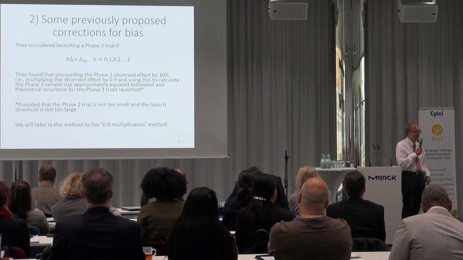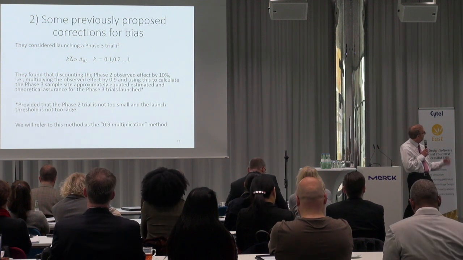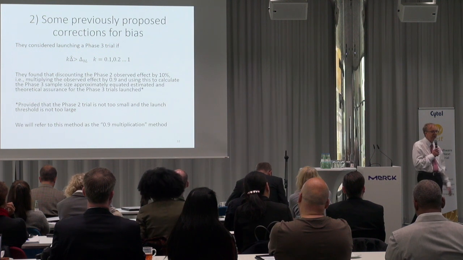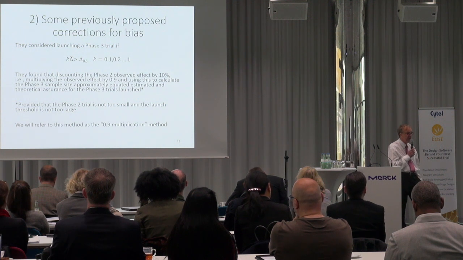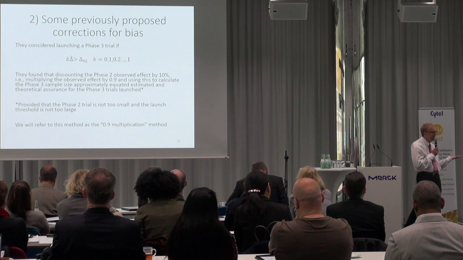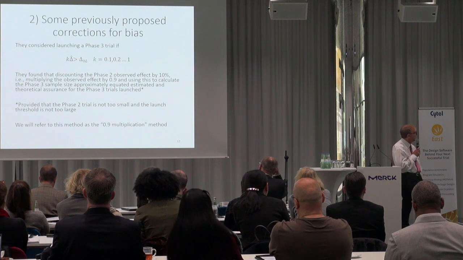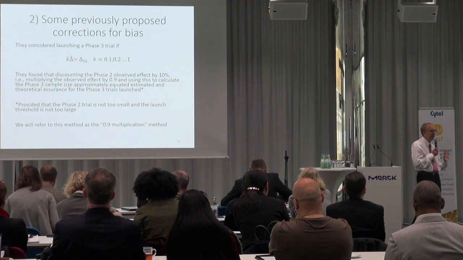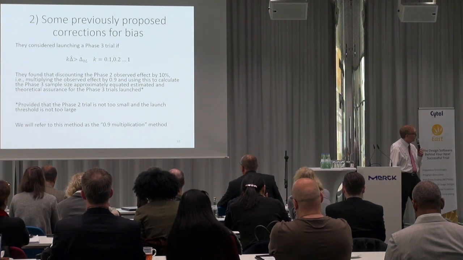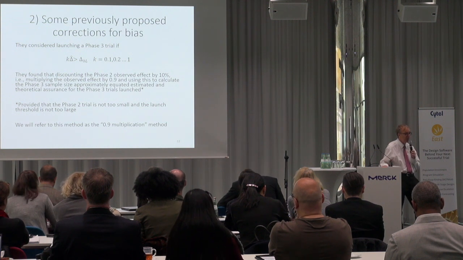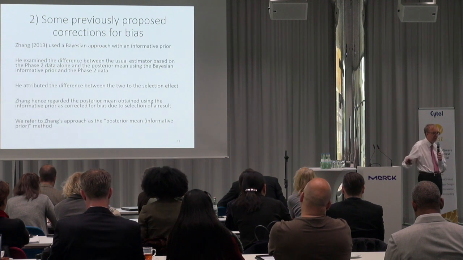So we considered launching a phase 3 trial. Whereas Wang, Hung and O'Neill took off different multiples of a standard error, we said, well, maybe you could multiply the observed difference by some fraction less than 1 to discount or downweight the observed phase 2 results. And broadly speaking, we found that multiplying by 0.9 did a reasonable job of equating estimated and theoretical assurance, provided the phase 2 trial wasn't too small and the launch threshold wasn't too large. So we'll refer to that approach as the 0.9 multiplication method. So we have the 1 standard error adjustment and the 0.9 multiplication method.